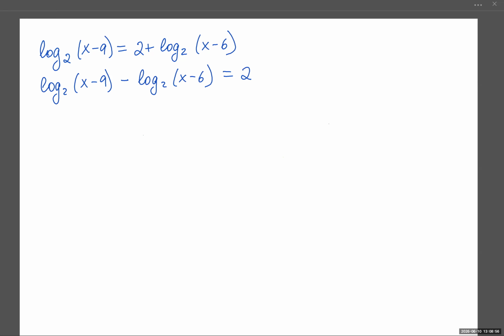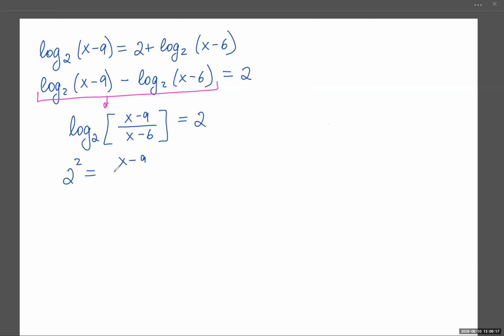Combining the two logs that are on the left, this is log base 2 of x minus 9 divided by x minus 6 equals 2. Turn it into the exponential. 2 squared equals x minus 9 divided by x minus 6. 4 is x minus 9 divided by x minus 6. Just like in the previous example, we have to multiply by the denominator. So 4 times x minus 6 equals x minus 9. 4x minus 24 equals x minus 9.